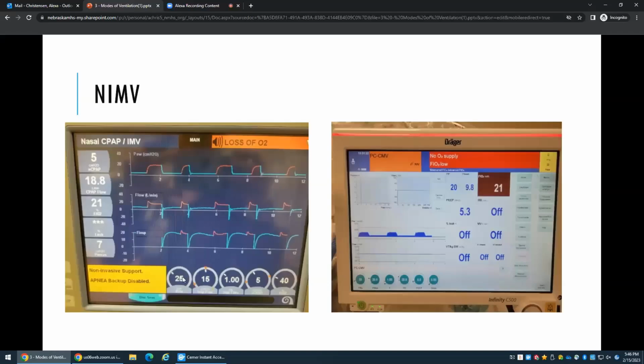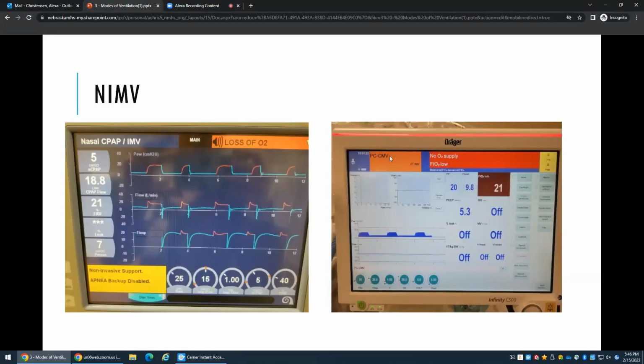This is what your screens will look like in non-invasive ventilation. So we have a rate of 25. This baby's on a PIP of 20. Remember, we're going to add those together. I time is always 1, and we're on 40%.